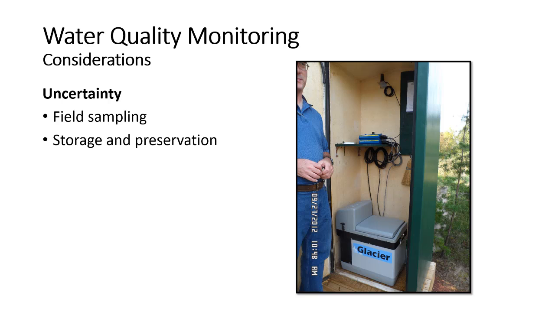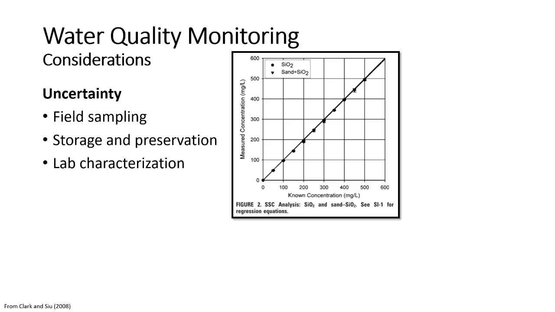The storage and preservation, actually for not all parameters but a lot of them, is pretty important. You can have microbial degradation happening in your sample if you don't refrigerate them, which can significantly affect the actual measurement itself. So, big consideration. We've already talked about lab characterization and, of course, the different methods.